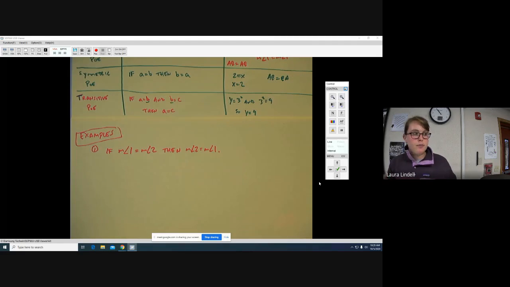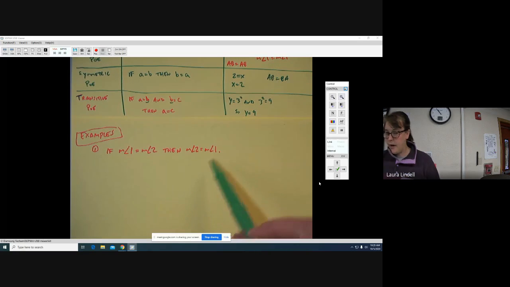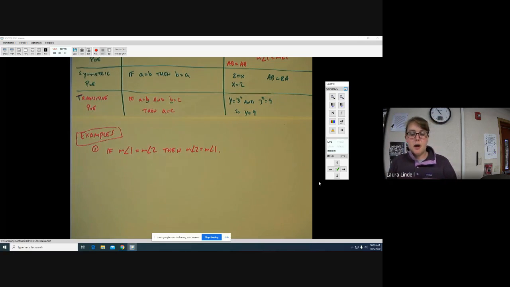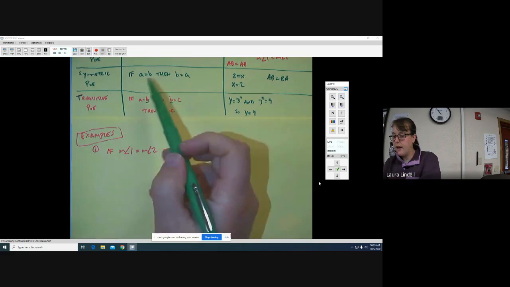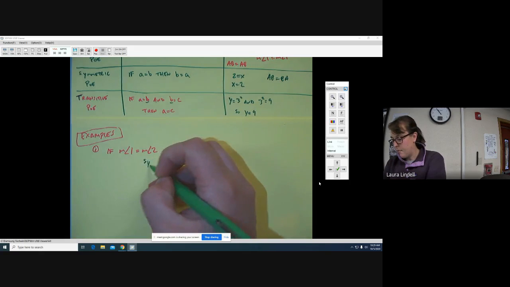And then we have to think, okay, which property does that go with? What did we do here? Looking back at my list of properties, we went from angle 1 and angle 2 to angle 2 and angle 1. We just switched the order. Which property was it that told us we could switch the order? Look back at your list and type it in the chat. What do you think? Yes. All right. Yep, you're right. Symmetric. If you look at the symmetric property, that was the one where A equals B, then B equals A. So you switch the order. That is symmetric.